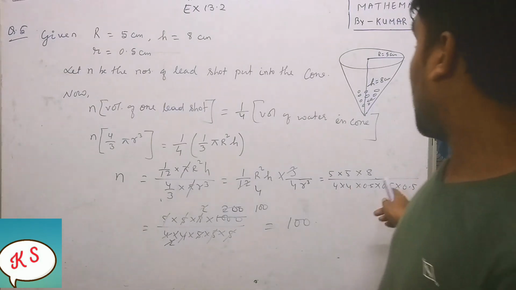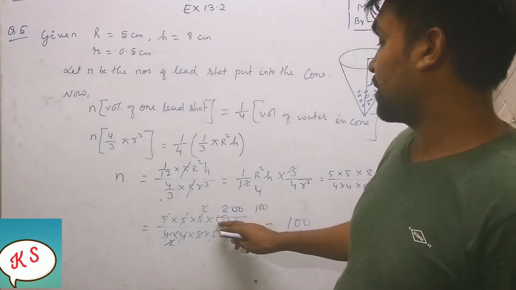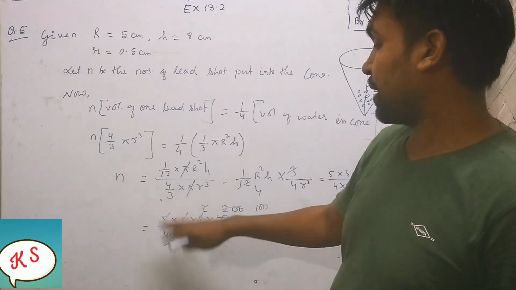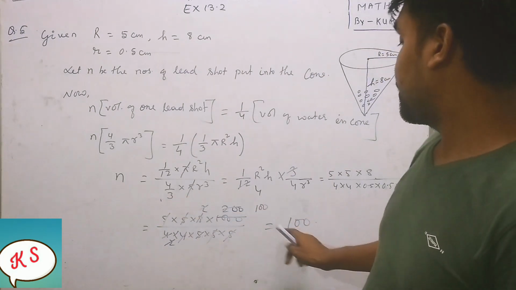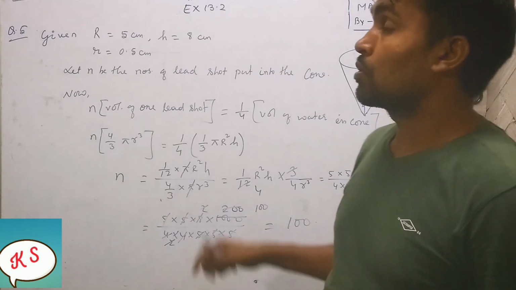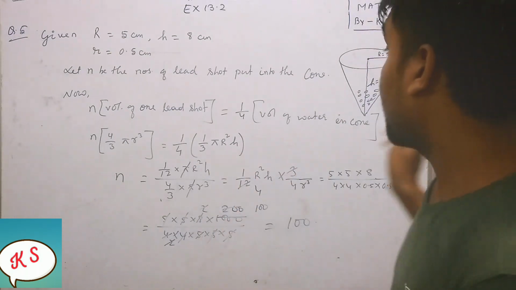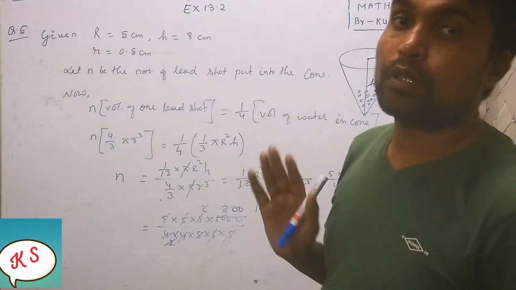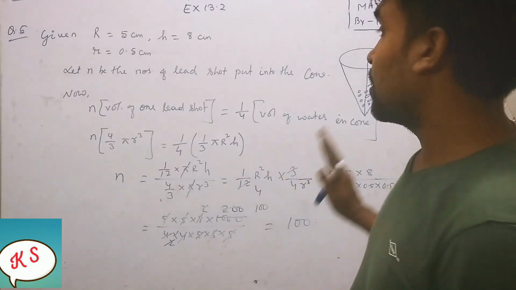So how many decimal places are there? 3. So we have written here 1000, and then we have done the cancellations. After cancellations we got how much? 100. So the number of shots in the conical vessel is equal to 100. That is our answer.